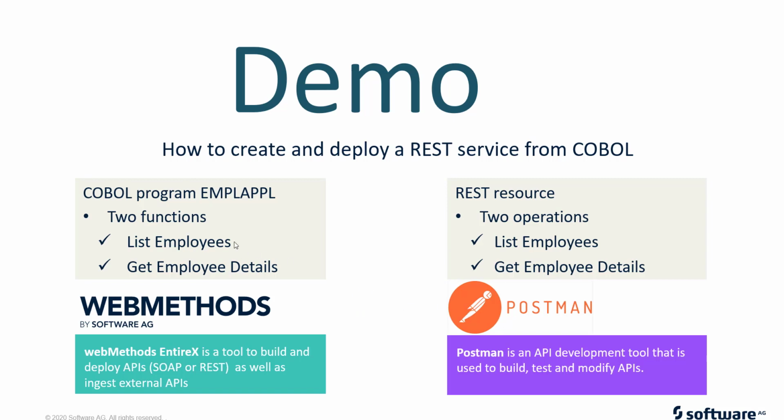Now let's take a look at how we would create an API from a COBOL program. We're going to take the COBOL program empl-apple. It has two functions, a list employees and get employees detail. We're going to use our webMethods platform to create an API. In this particular case, we're going to use a REST service. It's just as easy to create a SOAP web service. And then to validate the call into the API, we're going to use Postman. Postman is an API development tool, freely available, used to build, test, and modify APIs.